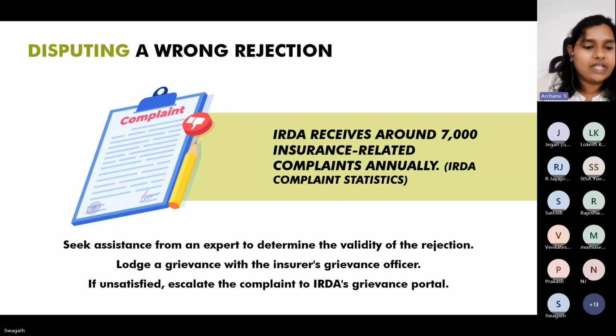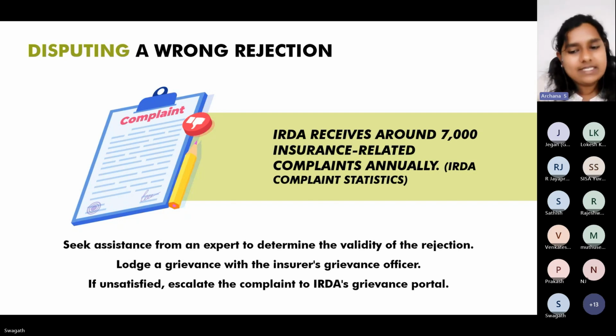This is the first case. And if you are still unsatisfied, what can you do? You can escalate the complaint to IRDA's grievance portal, and they have to get back to you within 15 days. IRDA has a portal for grievances where you can apply when there is an unsatisfactory response from the insurance provider. The third point is you can go to an insurance ombudsman. If the IRDA portal has also not given you a satisfactory response, you can escalate the issue further to the insurance ombudsman.